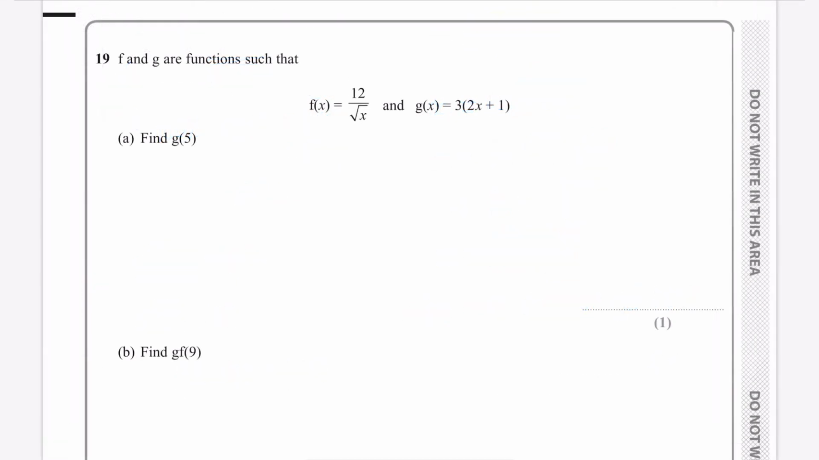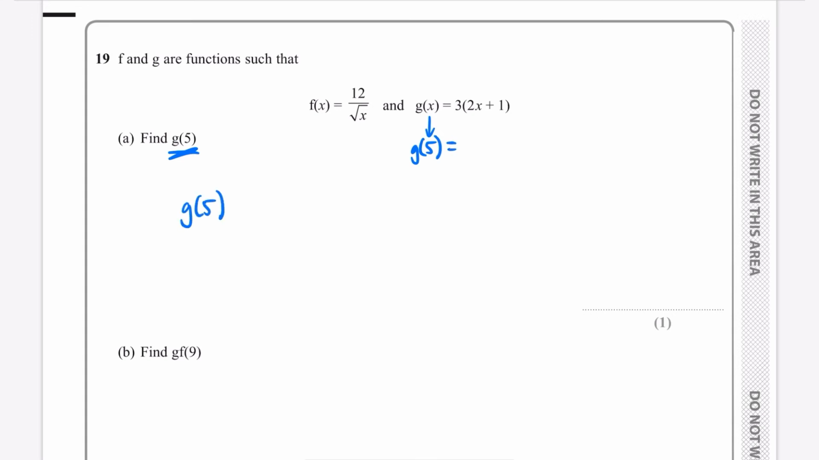Okay, continuing where we left off, we're going to have a look at this functions question that we've got here. So it says that f and g are functions such that f of x is 12 over root x and g of x is 3 brackets 2x plus 1. Now the first thing it wants us to do is to find g of 5. That literally means just take this thing here and whenever there's an x, we're going to replace it with a 5 instead. So it's basically just a substitution question.